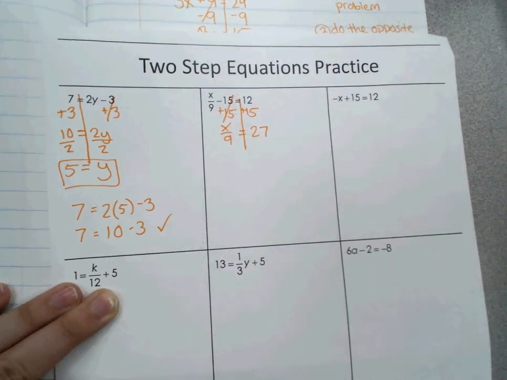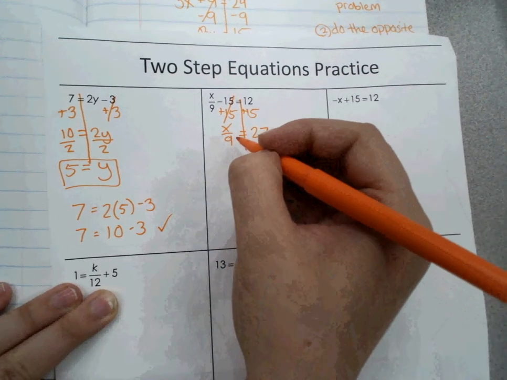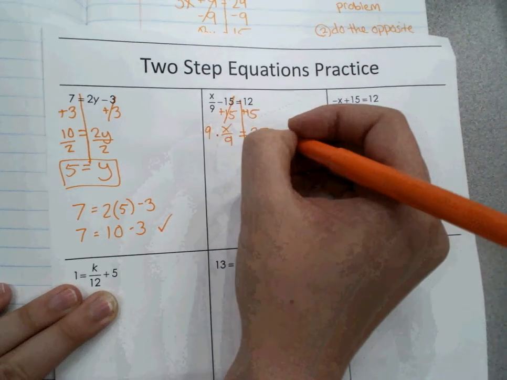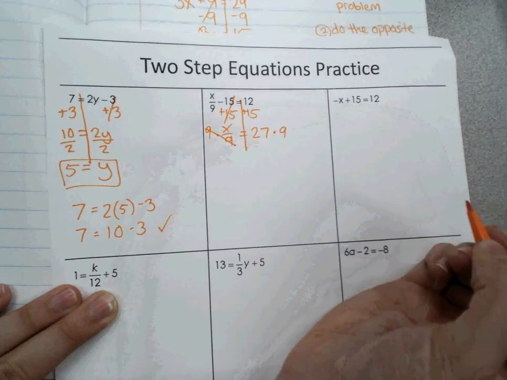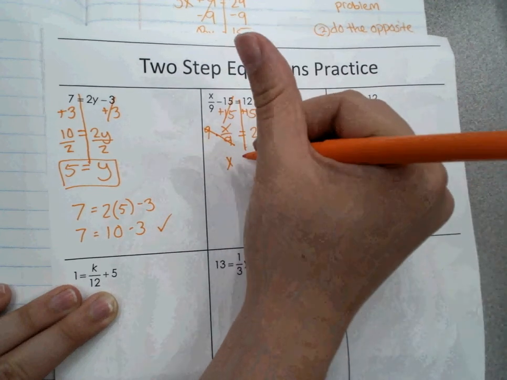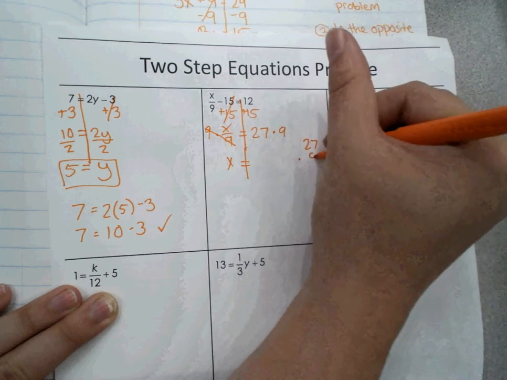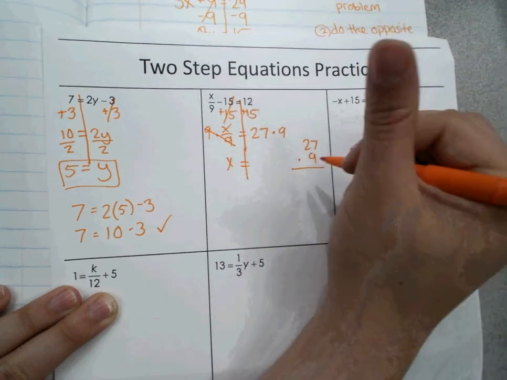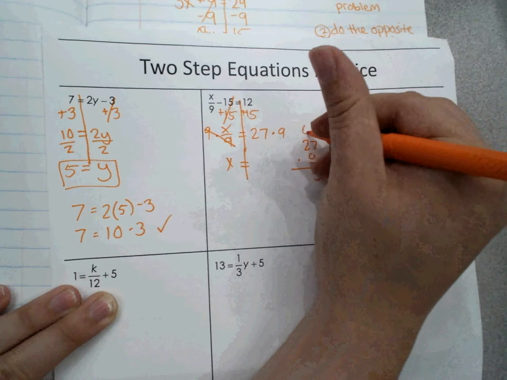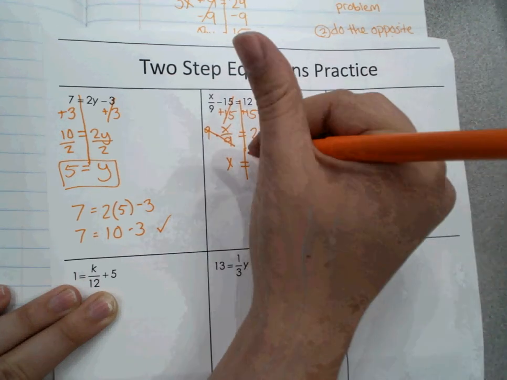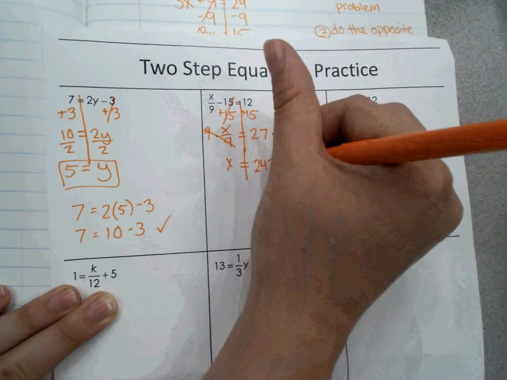Then we have to get rid of this 9. So x over 9 means division. So we have to do multiplication to get rid of it. So we're going to times 9 on both sides. These will cancel. x equals, and we can do 27 times 9. Do that off to the side. 63, 18, 24. So x should equal 243.